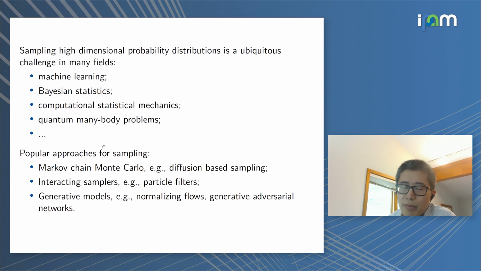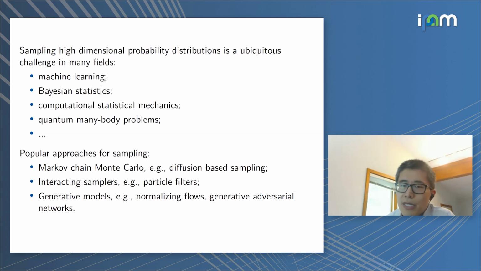And of course, since the problem is so important, over the years many methods have been developed, such as Markov chain Monte Carlo, which I guess everyone is familiar with, and diffusion-based sampling, which I'm going to talk more about later. There are also methods that use not just a single Markov chain but a few interacting samplers, like particle filters or replica exchange methods.